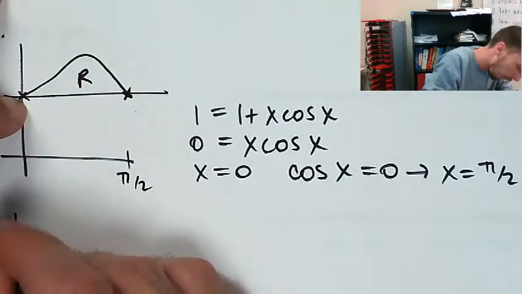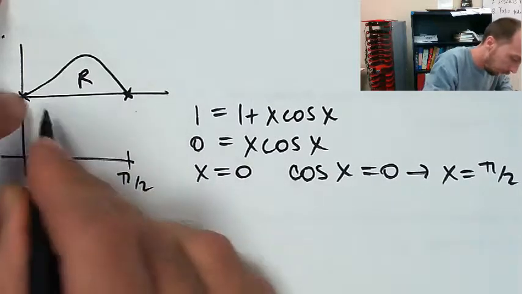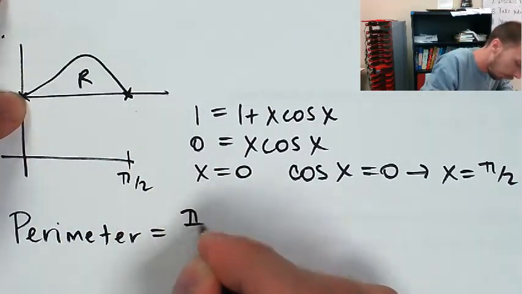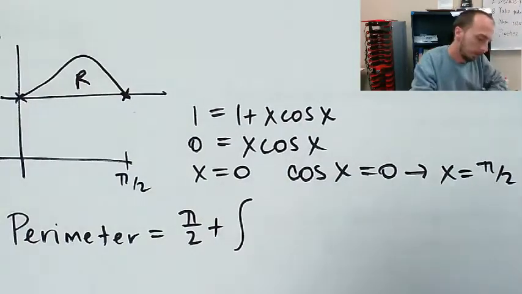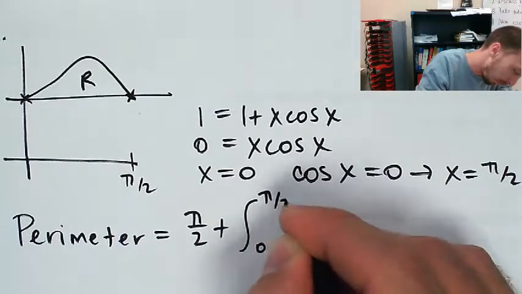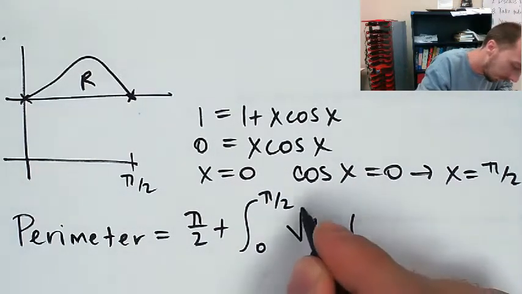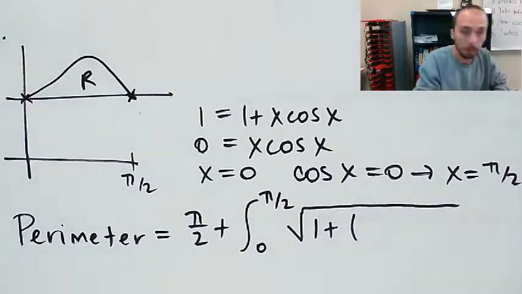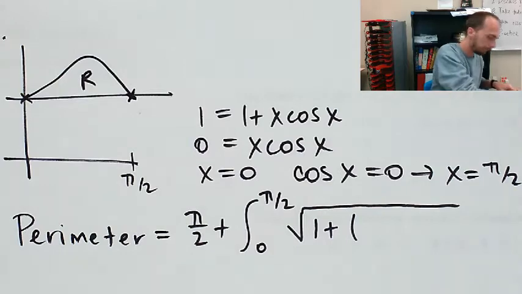So my perimeter will be equal to the length of the line segment, pi over 2, and then I'm going to add in the length of the curve. The length of the curve is going to be the integral from 0 to pi over 2 of the square root of 1 plus dy dx squared. So we're going to need to find dy dx. I might do that up here.